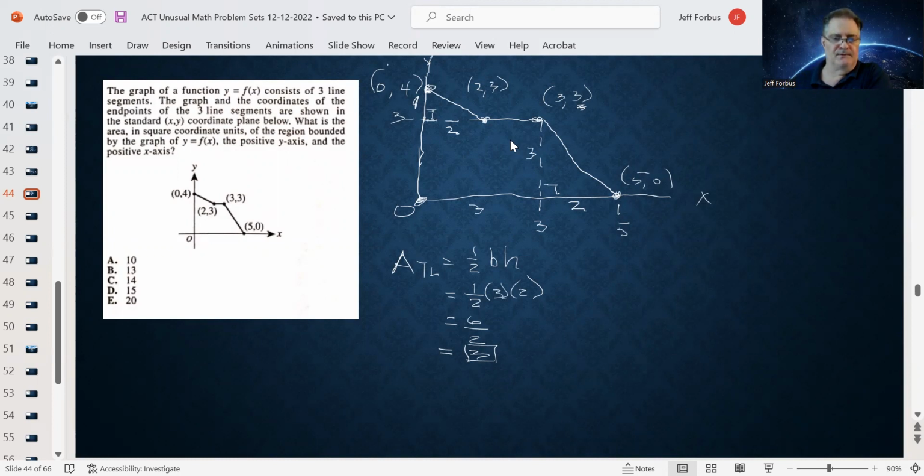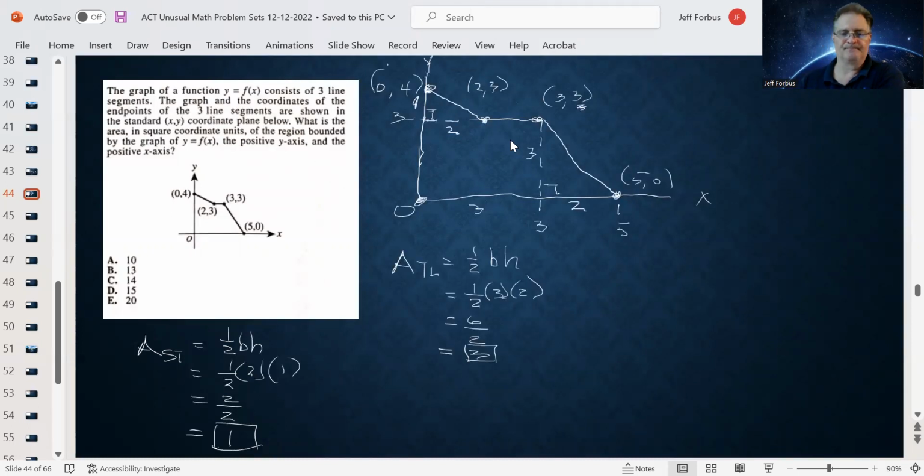Okay, let's do the area of the small triangle. Same equation. So it's 1/2 times 2 times 1. So 2 divided by 2, that's going to be equal to 1. So the small triangle is an area of 1.